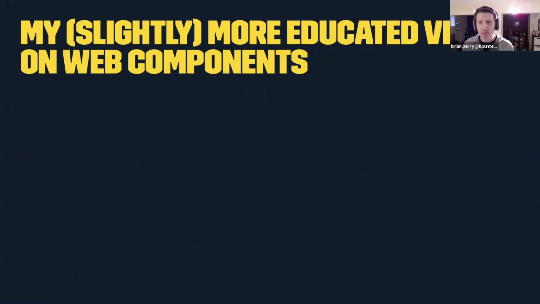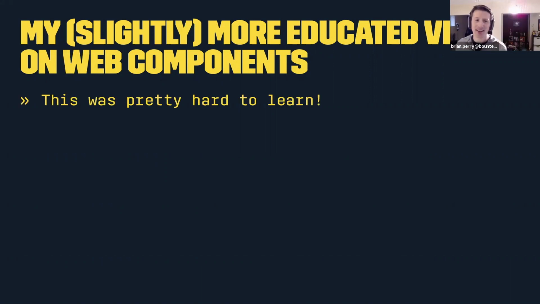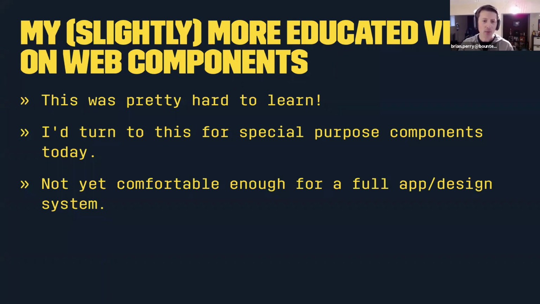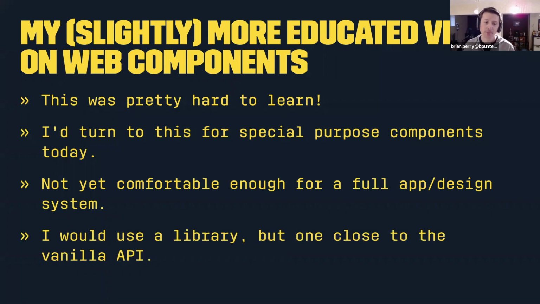So, now that I've been able to walk through a few examples, I feel like I have slightly more educated views on web components, and it was hard to learn, which is potentially an issue. As far as what I would look to use it for now, it's definitely a single purpose, special purpose component that you might want to use in a bunch of different contexts. Something like this election tracker seems like a pretty great case for this. I'm not yet at the point where I would be comfortable using this for a full app or an entire design system. It's probably just lack of experience, but I don't feel like I'm there yet.